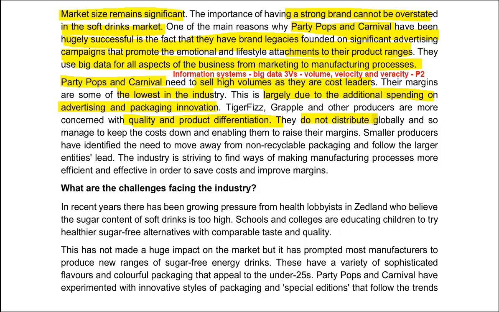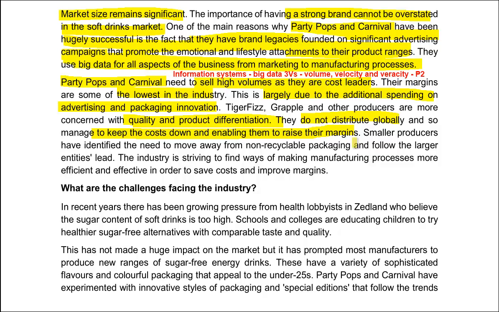Importantly, however, they do not distribute globally, and so they keep costs down, and that enables them to raise their margins because they're not actually exporting. So tariffs, for example, could come into negotiation with different governments. That's a bit of E2 we could throw in there as well.